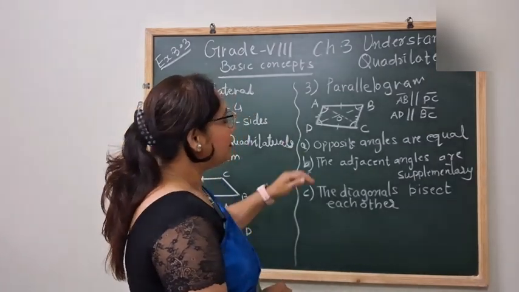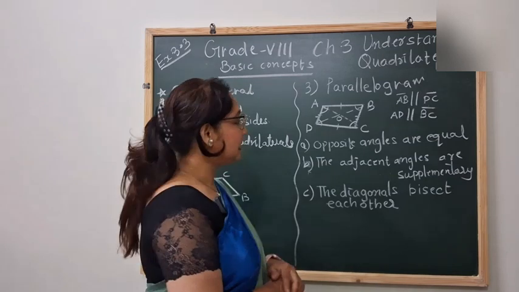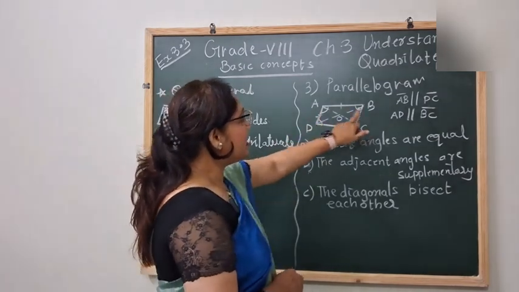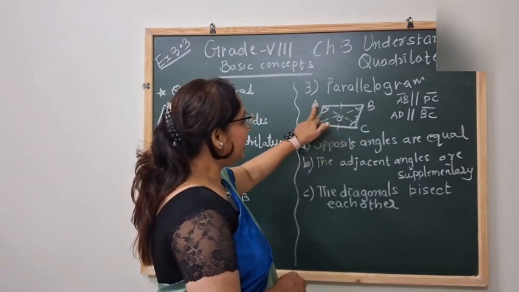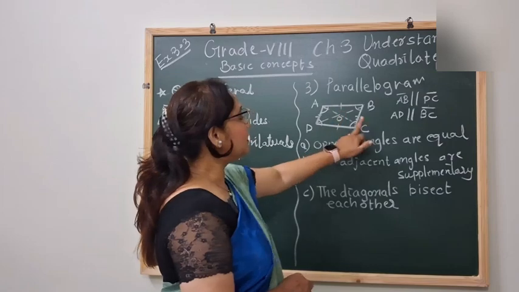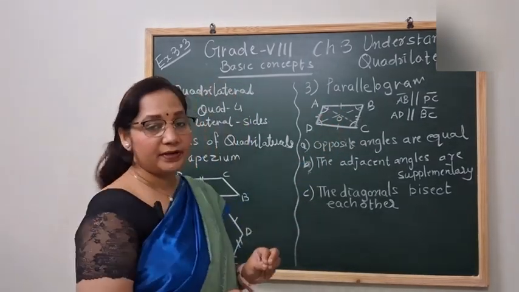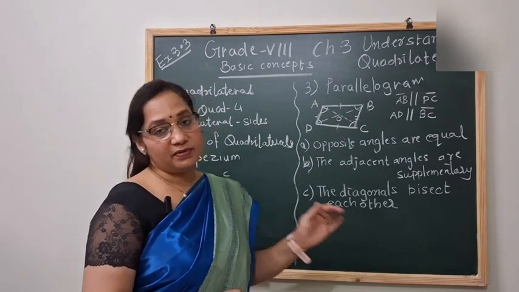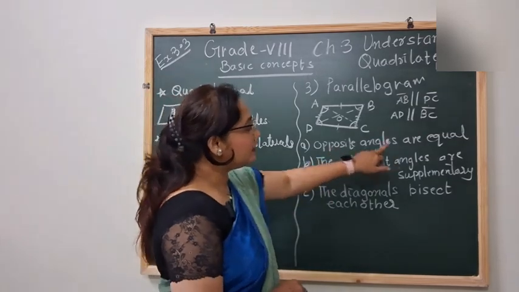Parallelogram is a quadrilateral having 2 pairs of parallel sides. For example, AB is parallel to CD, so these 2 sides are parallel, and AD is parallel to BC. These 2 sides are parallel. Now in a parallelogram there are 3 to 4 properties which are very important and we'll be using them to solve the questions. For example, opposite angles are equal.